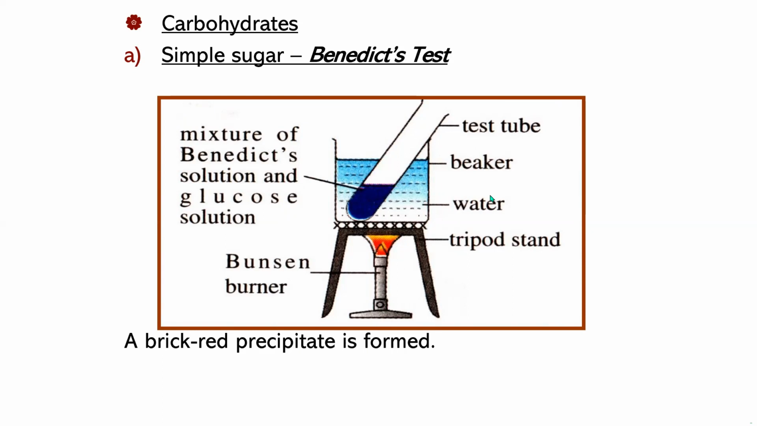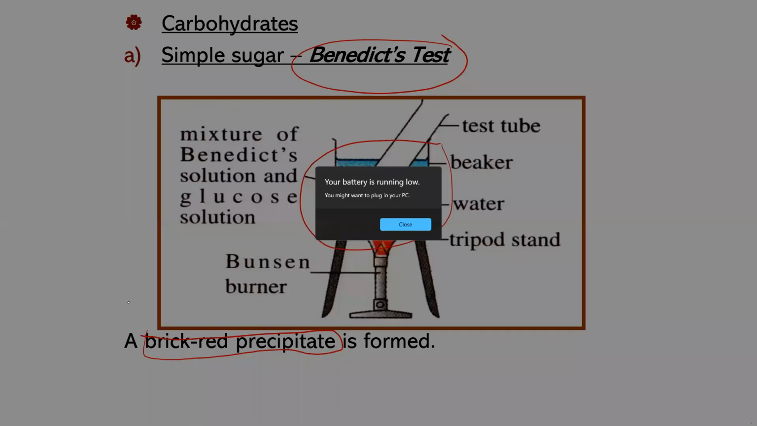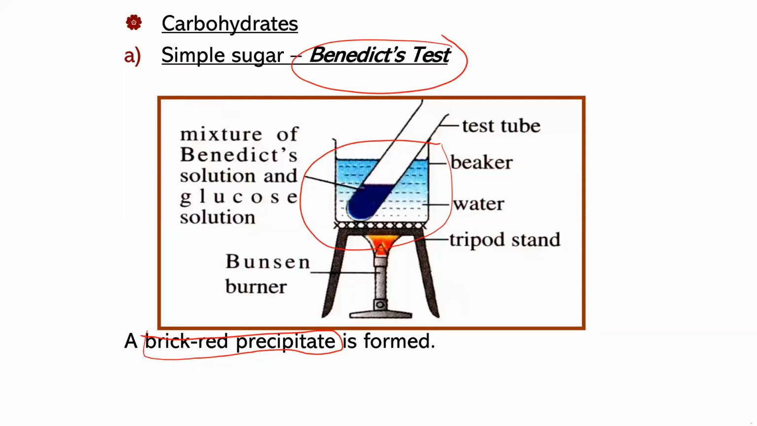So for a simple sugar, like glucose, I will use a Benedict test. Teacher will put the glucose and the Benedict together into a beaker filled with water. And what teacher will get is a brick red precipitate. So we will do this experiment next week. I put Benedict solution, which is the name of a solution, and then I put with glucose solution, and I will get a brick red precipitate. That's the first. I'm going to go to the second one.